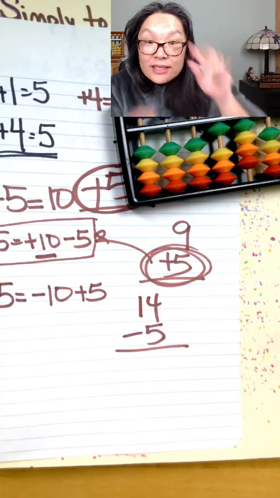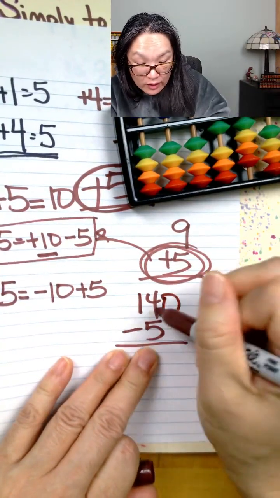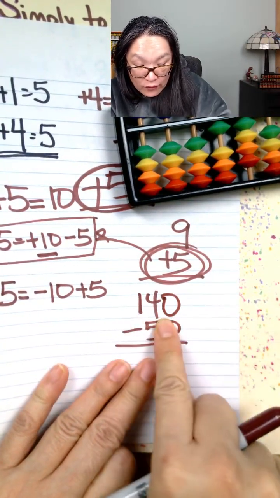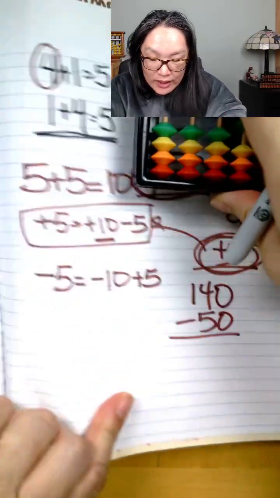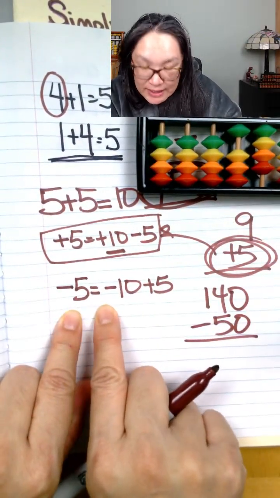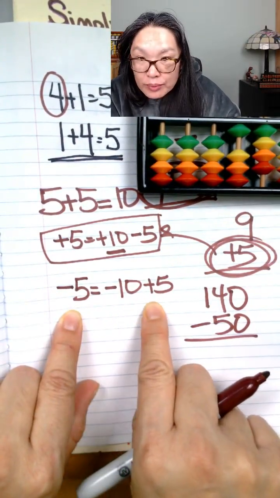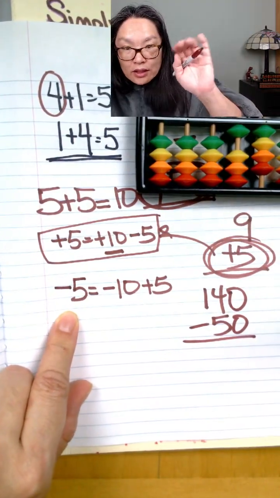Let's say we did 150 minus 50, or 140 minus 50. It's the same thing. We don't say minus 50 is equal to minus 100 plus 50. We don't say it.